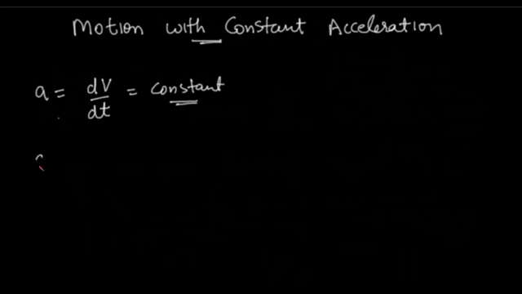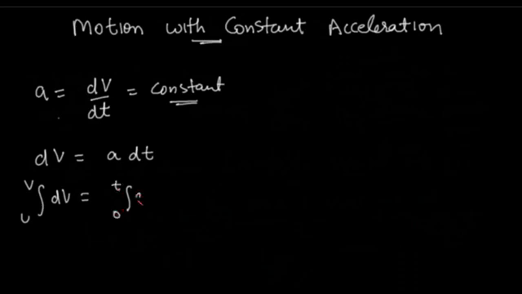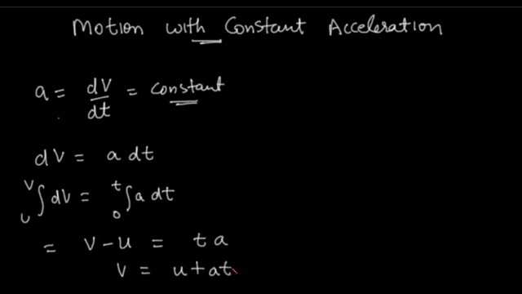For example, I can write this as dv equals a dt, right? Now, suppose v goes from u to v and time goes from 0 to t. If I integrate this, I will have v minus u is equal to t times a, where v is the final velocity and u is the initial velocity. From this we have a formula: v is equal to u plus at.